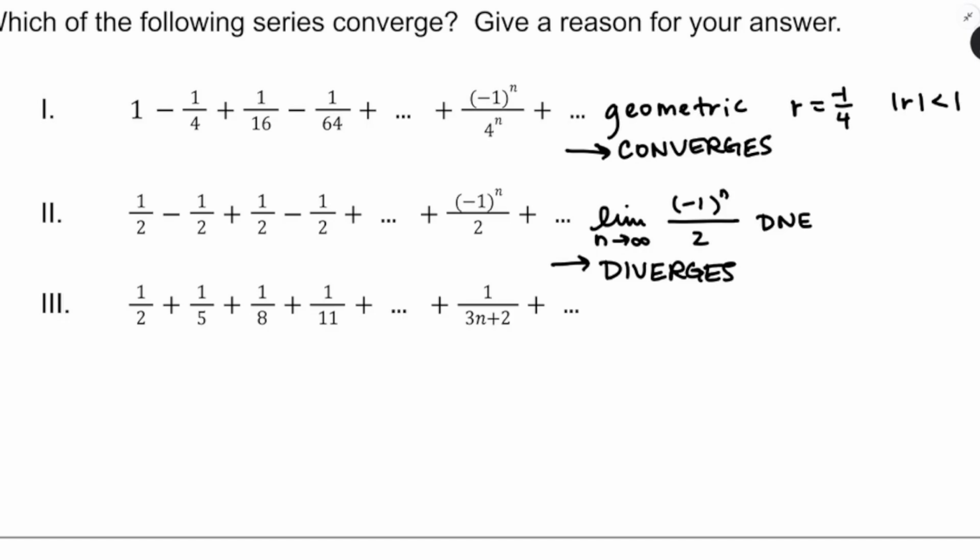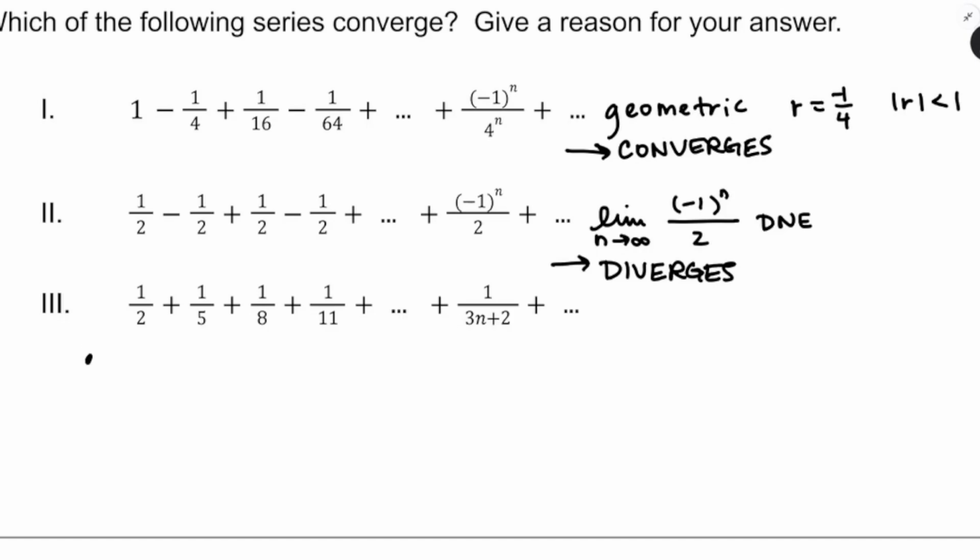And 1 over 3n plus 2. This is not a harmonic series, right? I would need a half, a third, a fourth, a fifth, a sixth, a seventh, in addition to the eighth, and also the ninth and the 10th. So this is not harmonic, so I can't just say it diverges as harmonic, but it is going to diverge like the harmonic series does. We're going to do limit comparison.